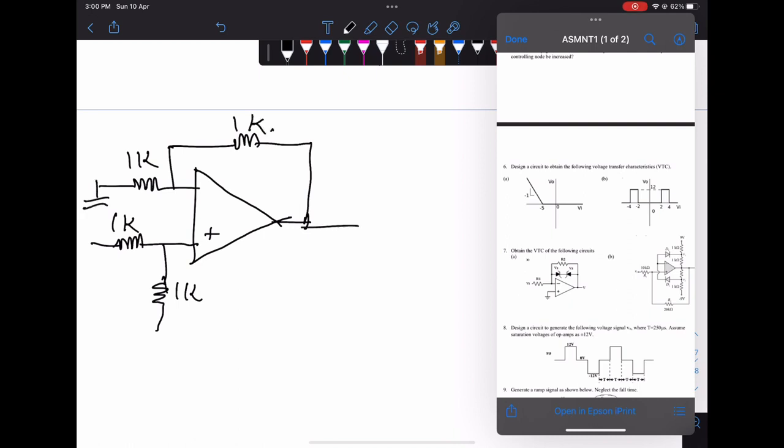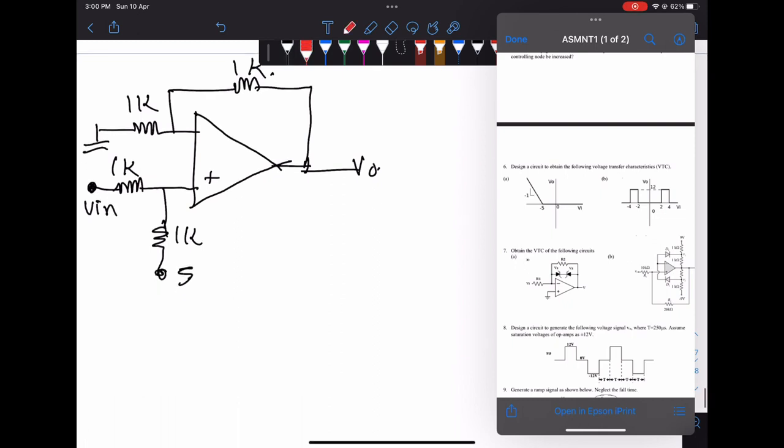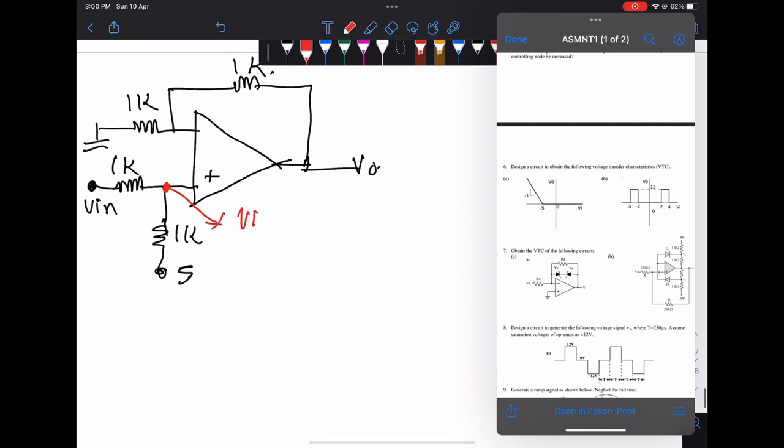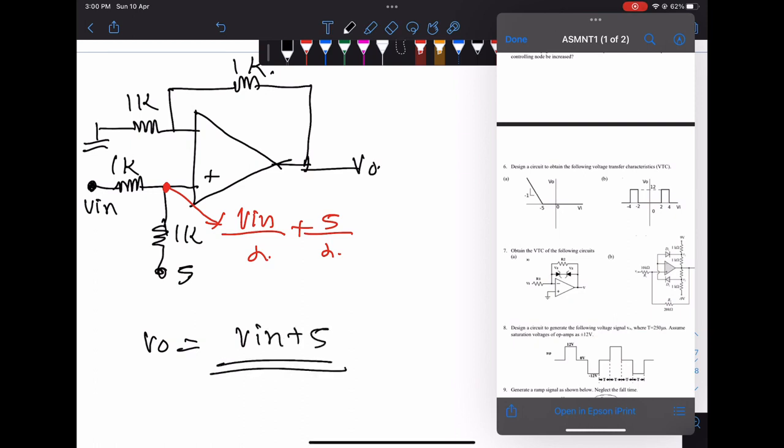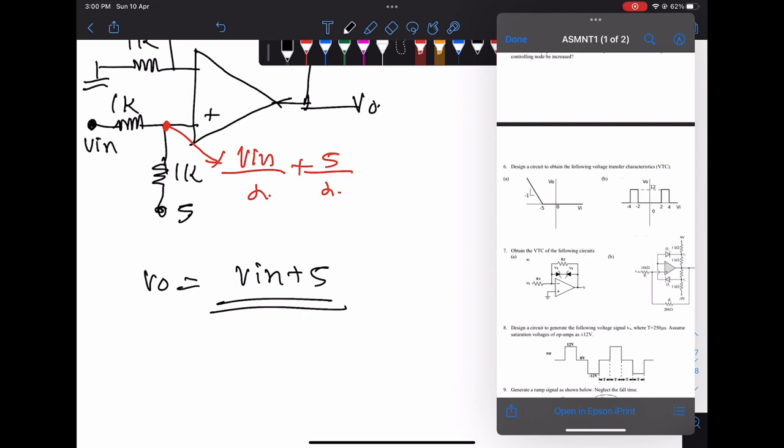So we can use a positive summer instead of a negative summer. We input Vin and 5, so that applying the superposition theorem, short-circuiting the 5 volt, we get Vin by 2, and short-circuiting the Vin voltage, we get 5 by 2 at that point. The gain will be 1 plus 1K by 1K, that is 2. So the output will be Vin plus 5. After that, just use a half-wave rectifier and we'll get the desired output.